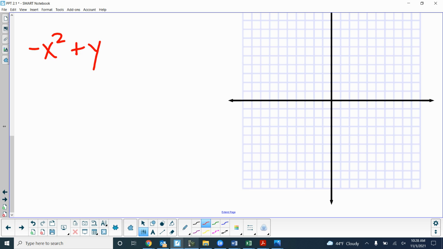plus y equals 1. What's this going to look like, this graph? Anybody know? The x is squared. Down like this. It's a parabola, right? When it's got x squared, those are parabolas that open up or down. Just get y by itself.